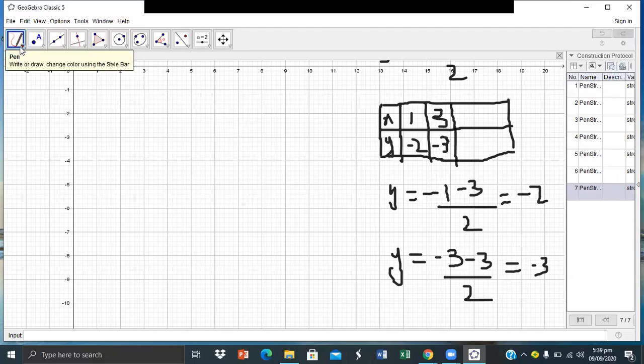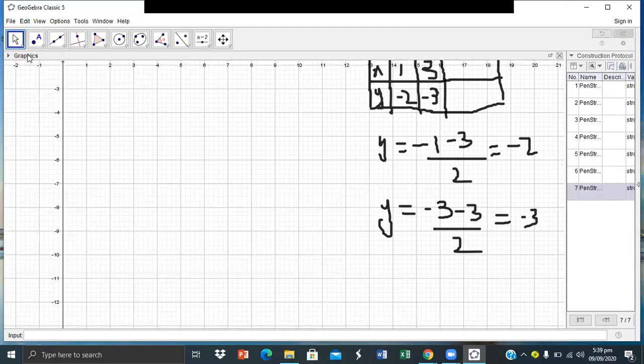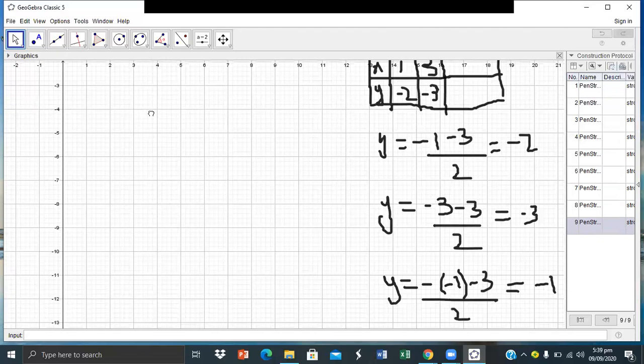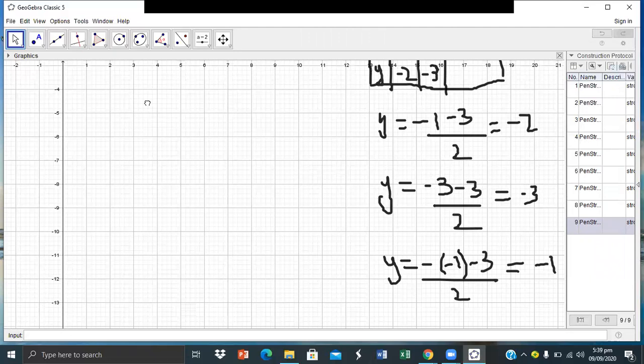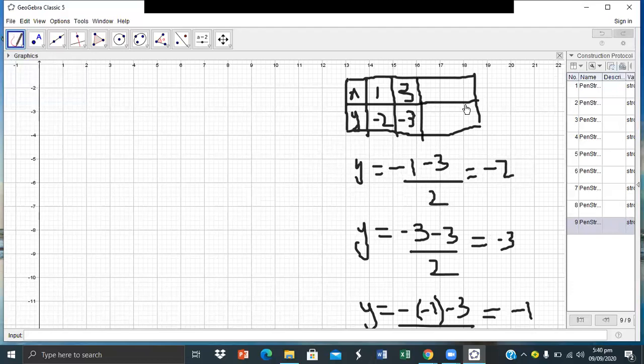Now I'll try to place one negative value. So I choose to place minus 1. If I place minus 1 in place of x, I get plus 1 minus 3, that is minus 2, and minus 2 divided by 2 is minus 1. So when I place x as minus 1, I get y as minus 1.